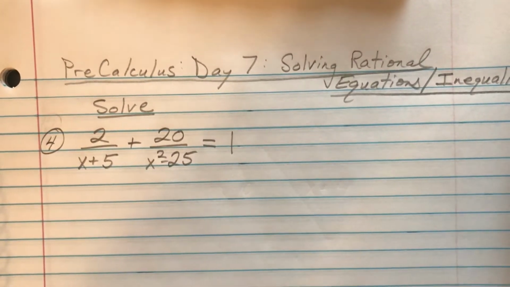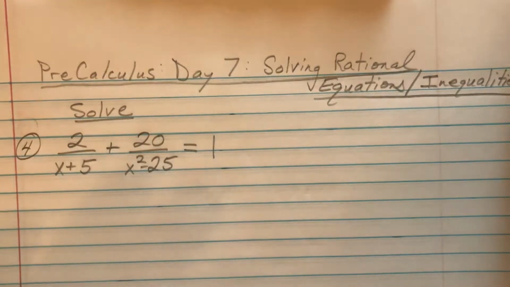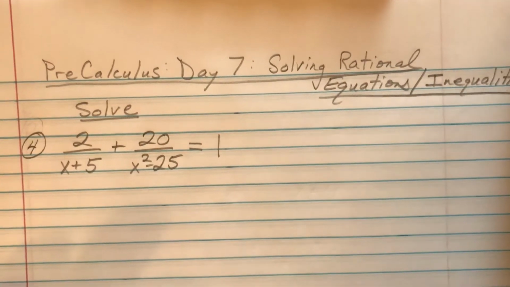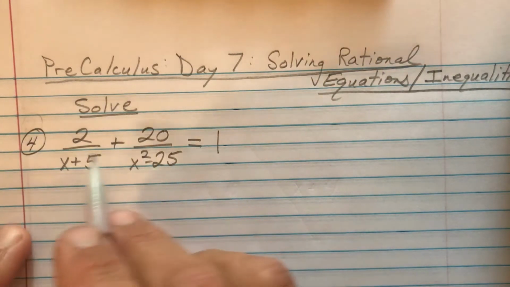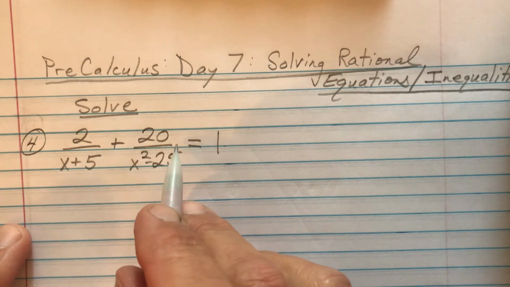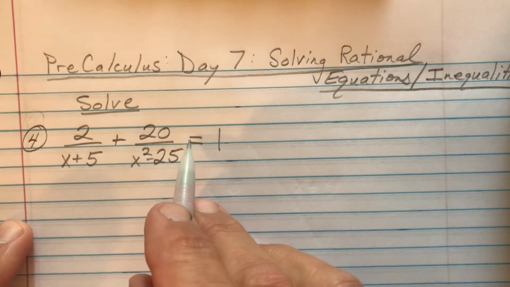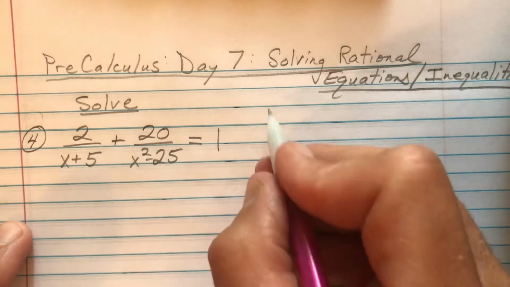Hey guys, today we're going to solve some equations and inequalities involving fractions. We're going to start with actually number 4, which is an equation. So with rational equations, the easiest way to solve it is to cancel out the denominators.